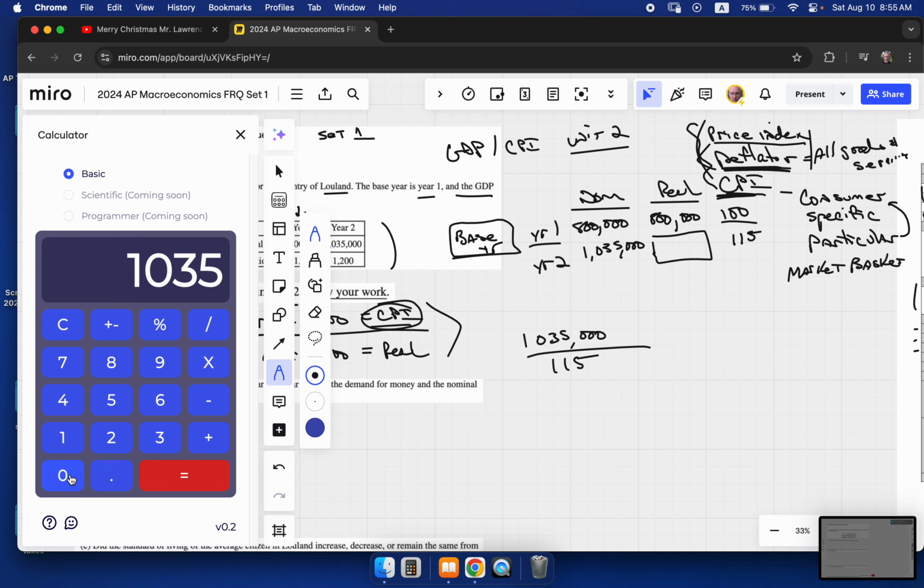1035, 123 divided by 115. 9,000. So that's 9,000, but then we got to do it times our 100, which would give us 900,000. And that makes a lot of sense, right?